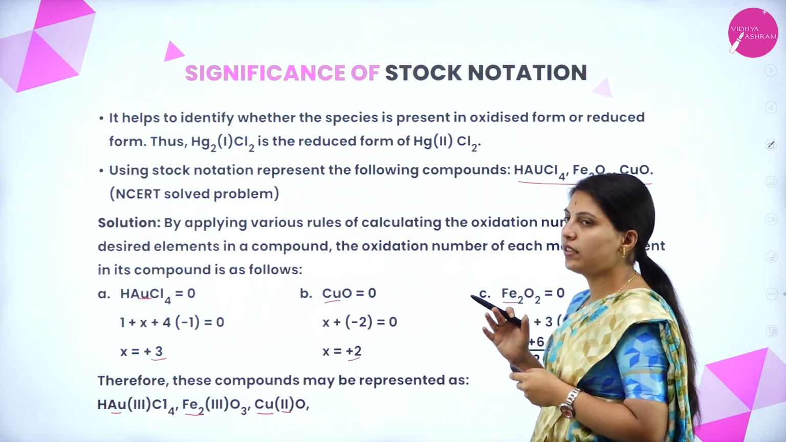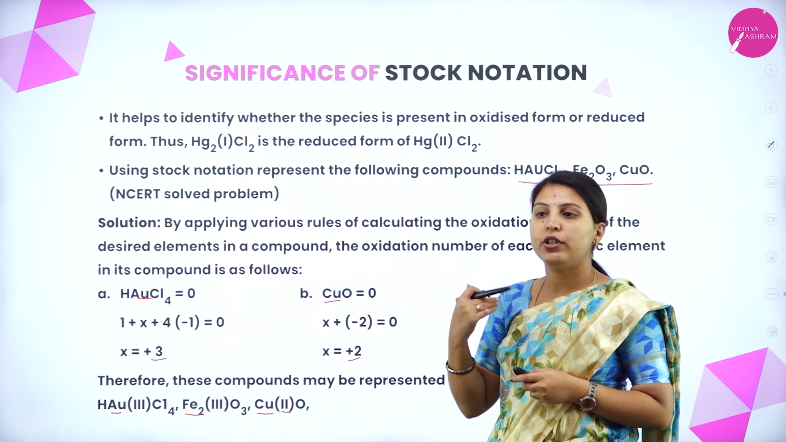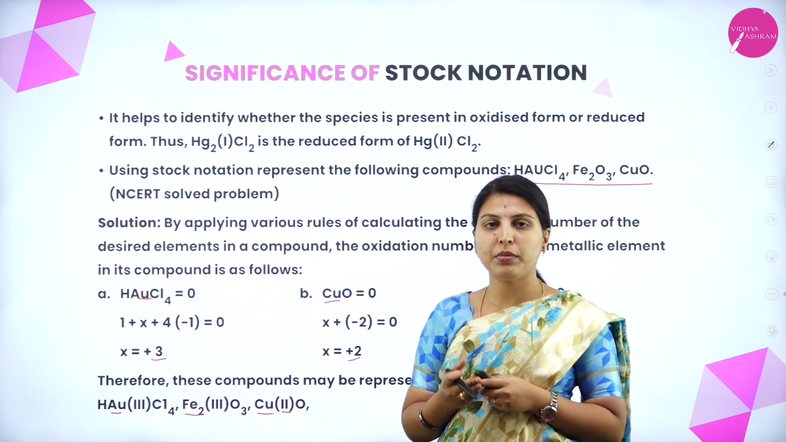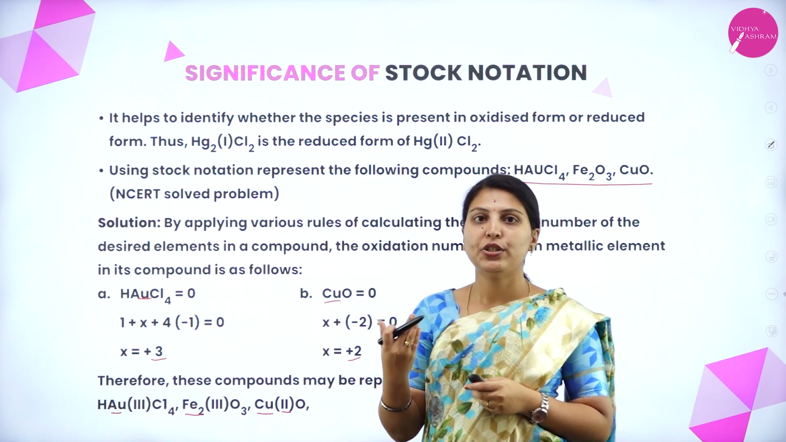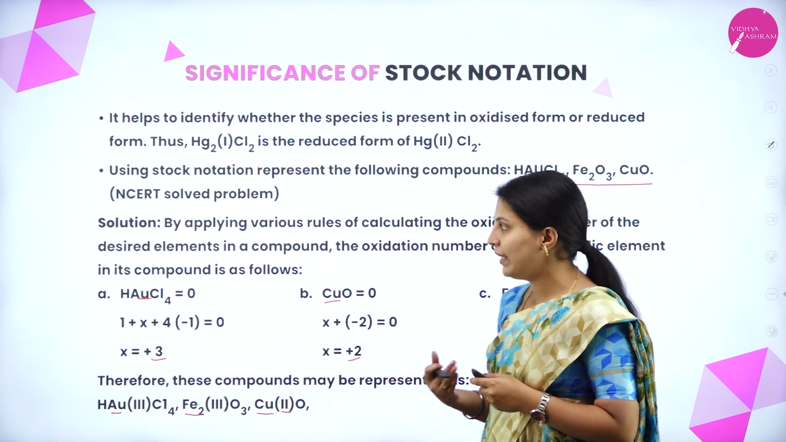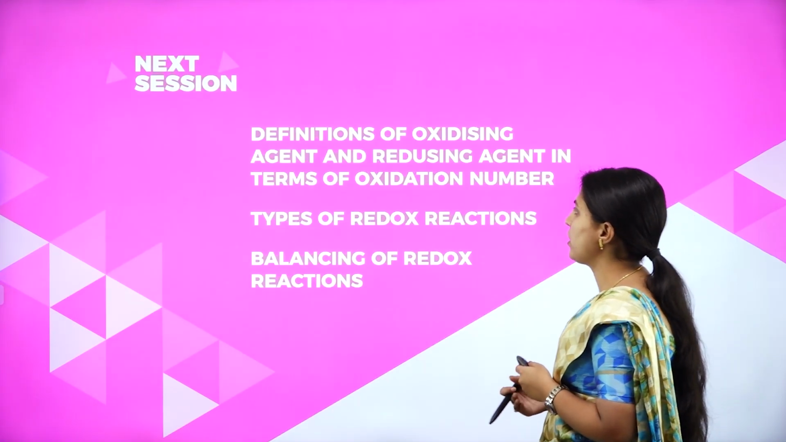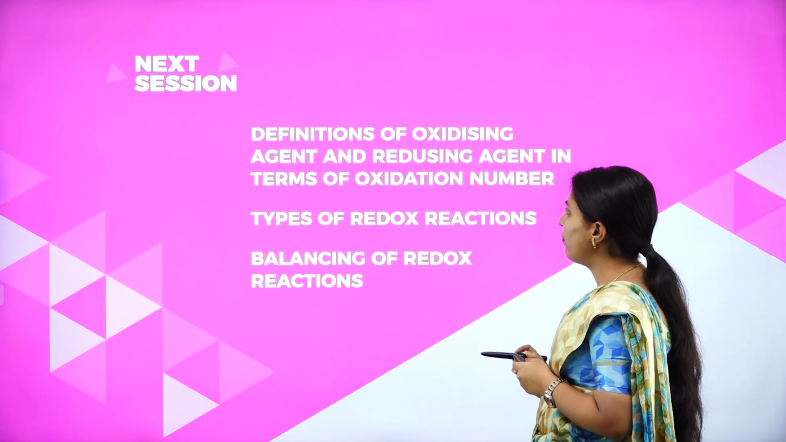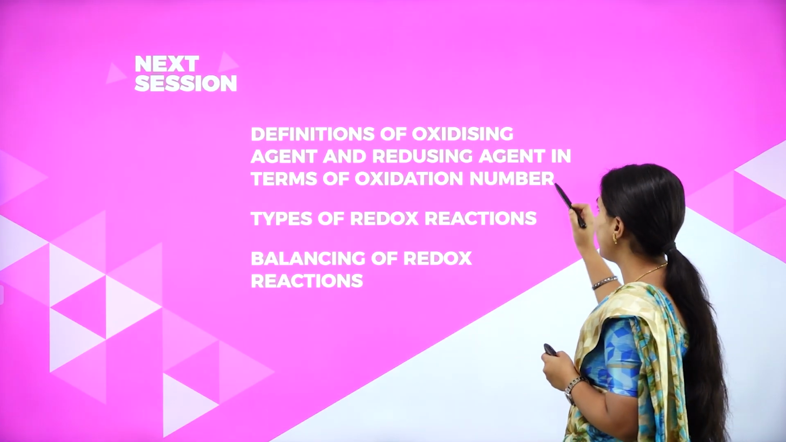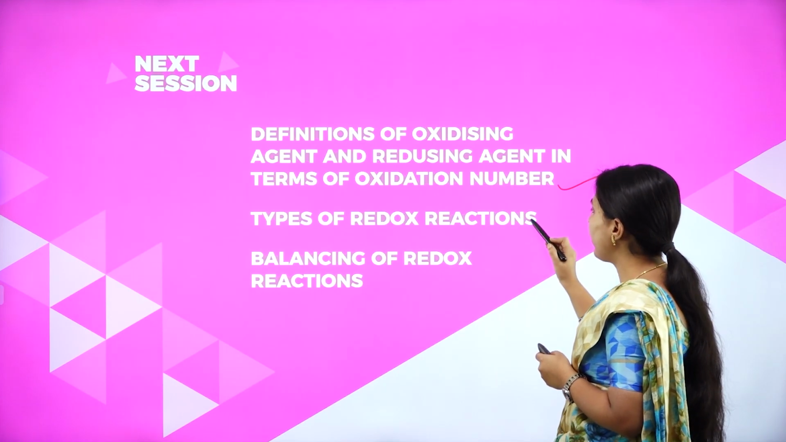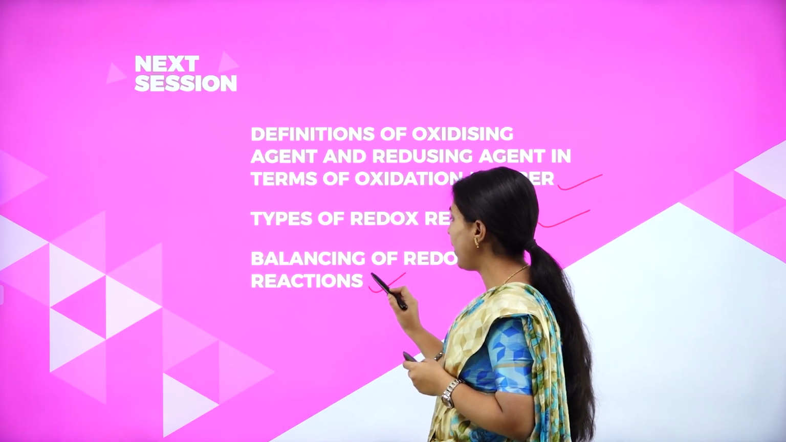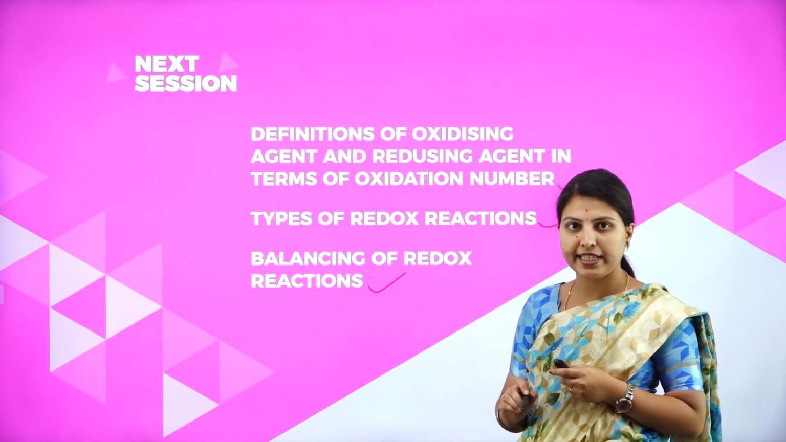Okay. This is what we covered about oxidation number, the rules to assign the oxidation number or oxidation state, and Stock notation and its significance. In the coming session, we will see the definitions of oxidizing agent and reducing agent in terms of oxidation number, types of redox reaction, and balancing of redox reactions. This is a very important concept for your examination.